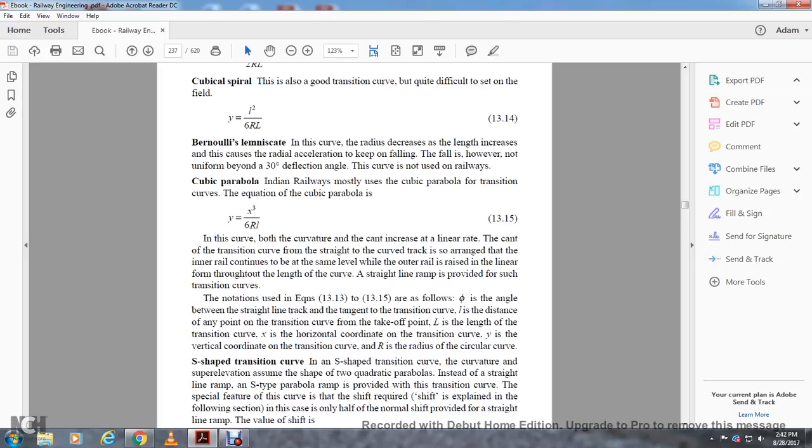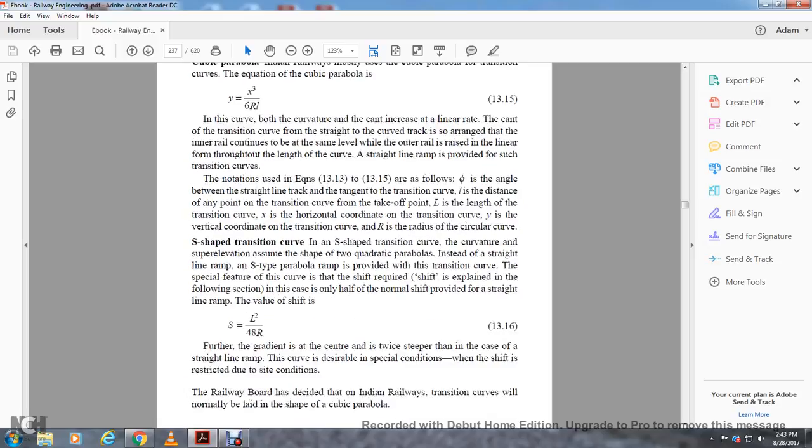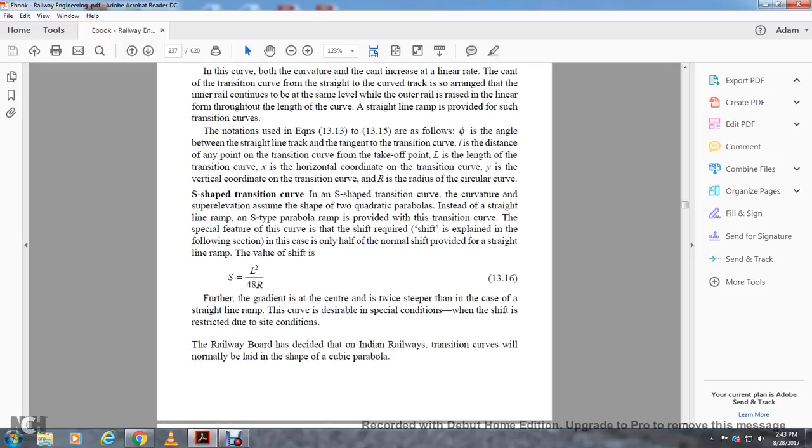Formula 13.15 is filed with the angle between the straight line track and the transition curve. The L is the distance to any point of the transition curve from the take-off point. Large L is the length of the transition curve. X is the horizontal coordinate of the transition curve. Y is the vertical coordinate of the transition curve. R is the radius of the circular curve. S is the shift.